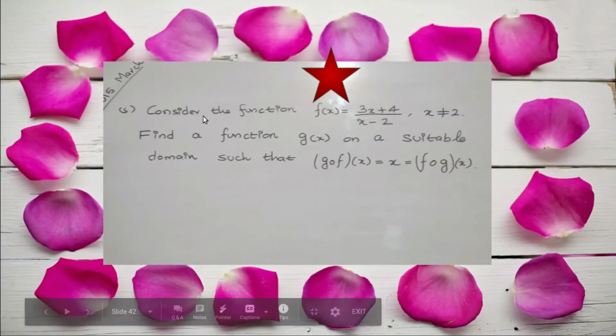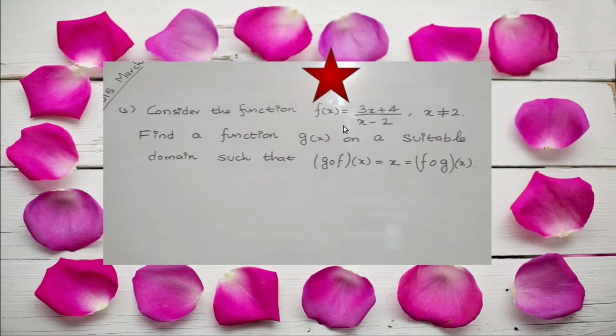2015 C. Consider the function f of x equal to 3x plus 4 divided by x minus 2, x is not equal to 2. Find a function g of x on a suitable domain such that g composite f of x is x, that is equal to f composite g of x. Okay, we have to find a function g which satisfies this condition.